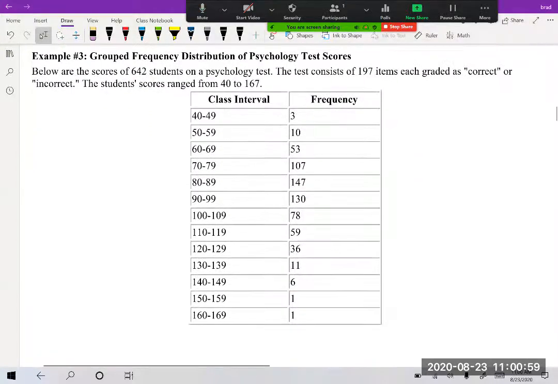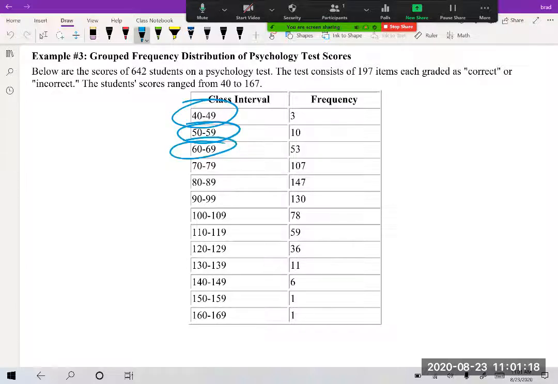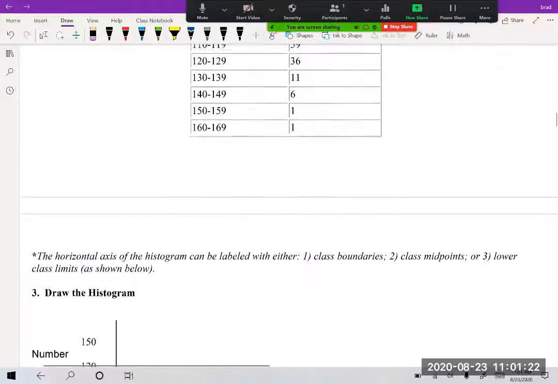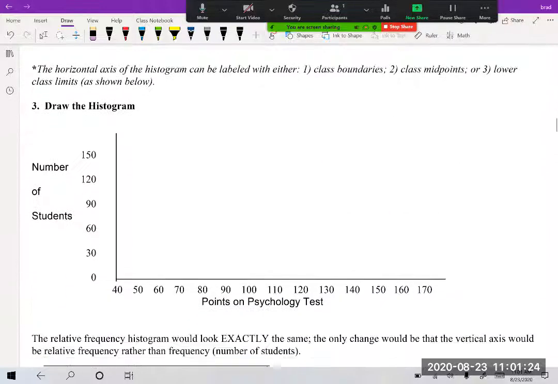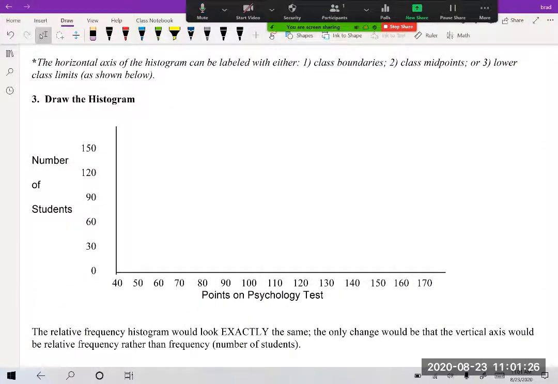So it says group frequency distribution of psychology test scores. Below are the scores of 642 students on a psychology test. The test consists of 197 items, each graded as correct or incorrect. The student scores ranged from 40 to 167. And so you see that they have the interval from 40 to 49, and so on and so on, okay? So let's scroll down, and they want us to use that data to build our histogram.